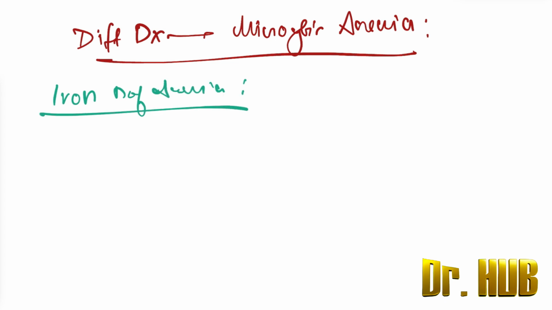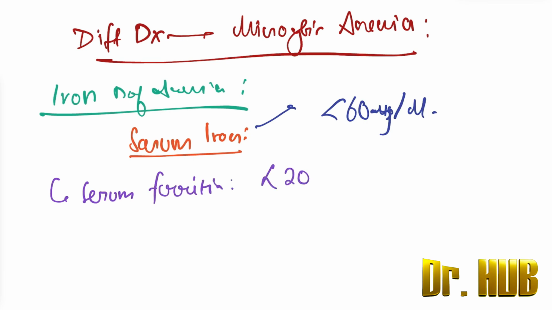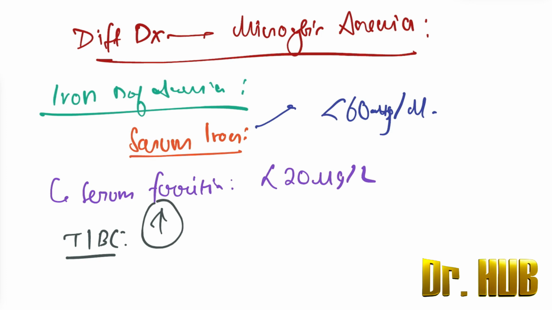Under the iron deficiency anemia, we look at the serum iron. The serum iron is going to be less than 60 microgram per dL. Then comes the serum ferritin, which is going to be less than 20 microgram per liter. Then comes the TIBC. The TIBC is going to be increased.